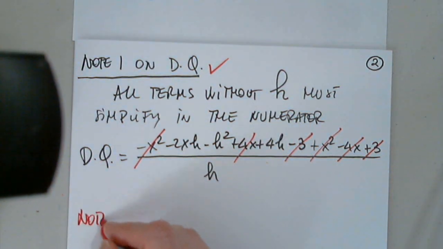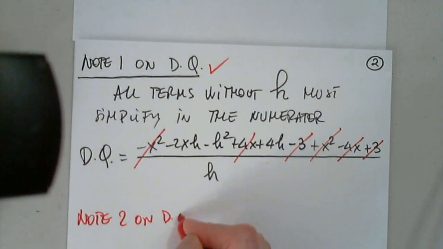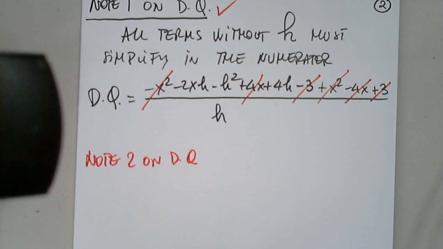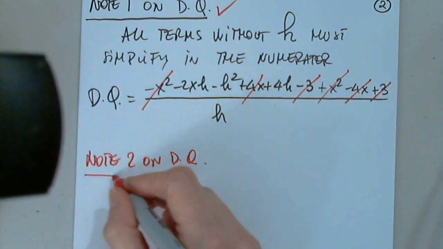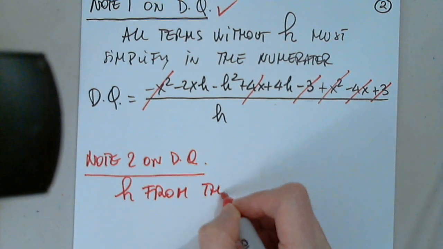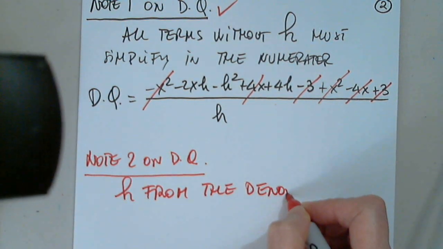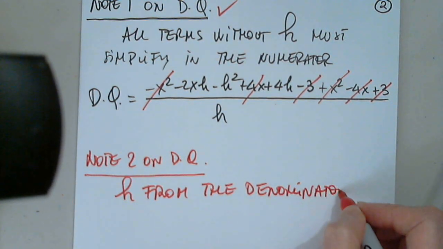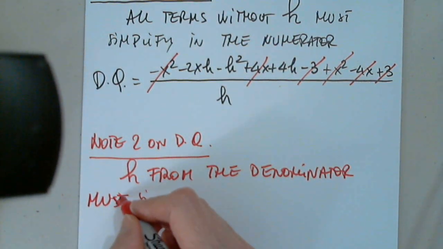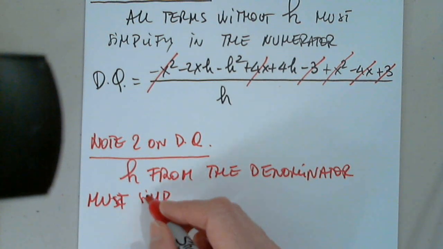Note 2 on the difference quotient. Let me move this out of the way. Here's note 2. H from the denominator must simplify. Must simplify.